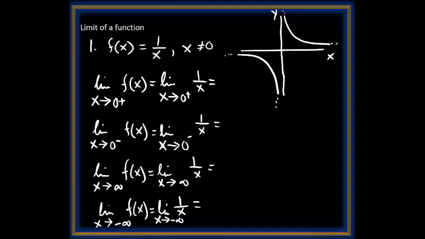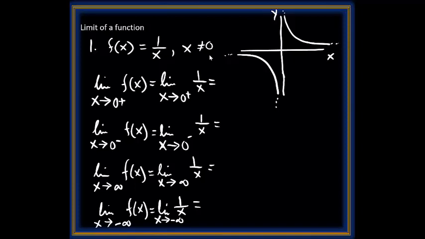Limit of a function. We are given a function f of x is 1 over x. Since x is in the denominator, we know that x must not be 0. So the domain of this function is negative infinity to 0 and then 0 to infinity. So 0 is excluded in the function.